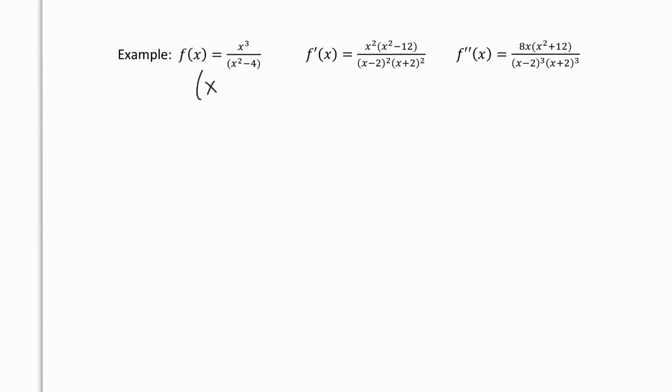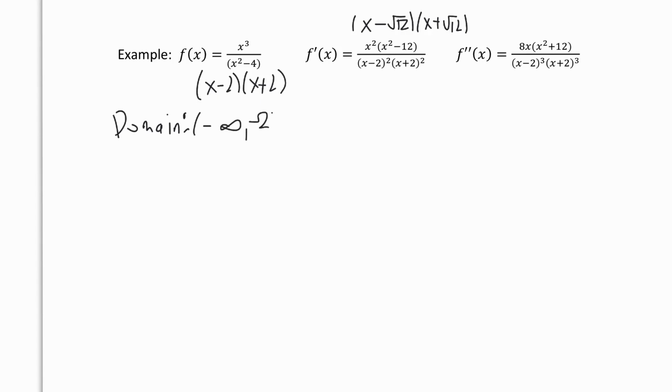This needs to be factored as (x - 2)(x + 2). Over here we need to factor the top as (x - root 12) and (x + root 12), looking at that difference of squares. And then the other one is fully factored. So we're going to start with the domain, and the domain comes to us from looking at that denominator. So we get minus infinity to minus 2, union, minus 2 to 2, union 2 to infinity.